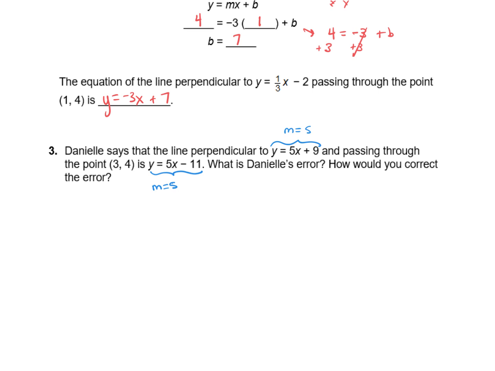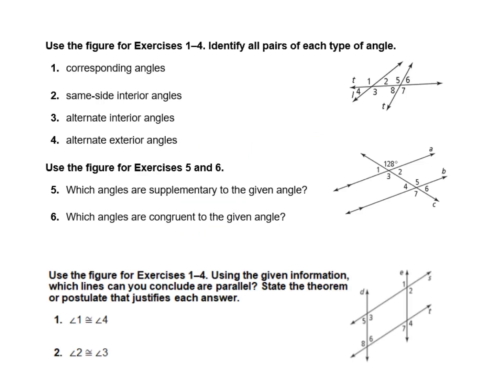So what kind of lines have the same slopes? That would be parallel, but they wanted us to work with perpendicular. So these are not perpendicular slopes. That was her error. The perpendicular slope would be, if you flipped that and changed the sign, -1/5. So that's how I would correct it. I would write an equation with a slope of -1/5.